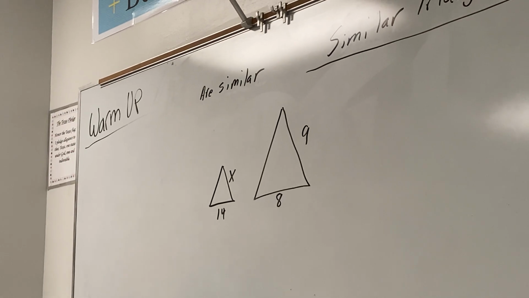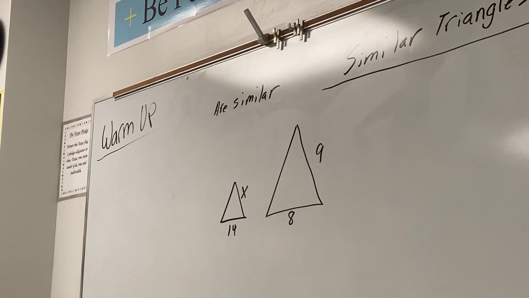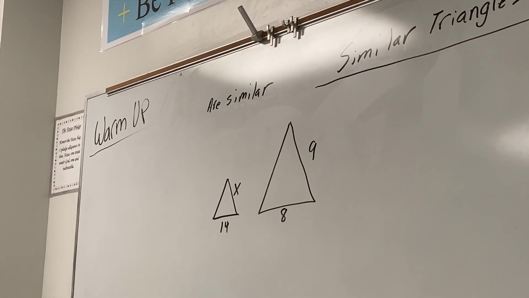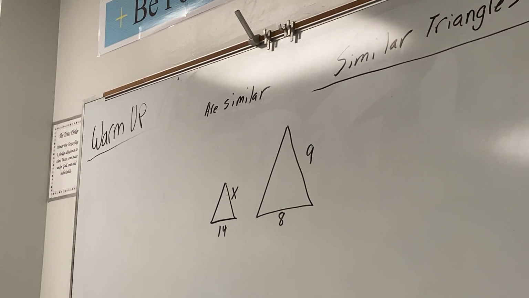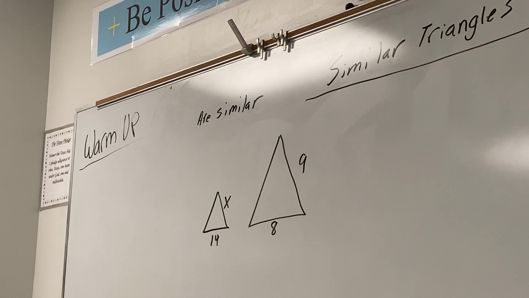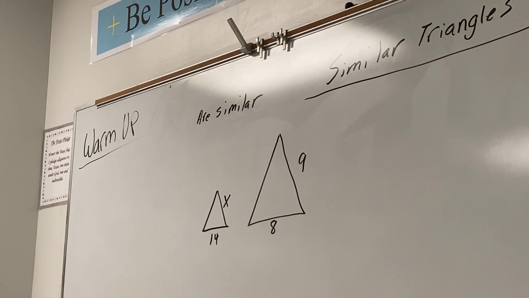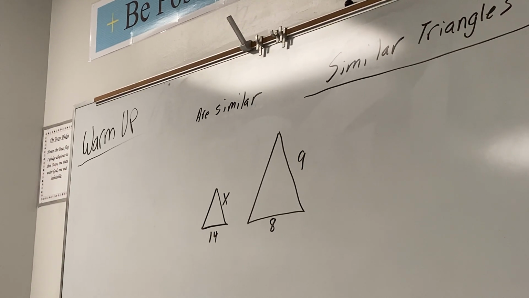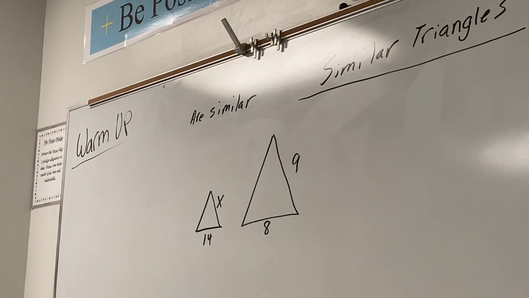Let's say that these two triangles are similar, and we need to find out how long X is. I made the numbers wrong. Doesn't the little one have a bigger number? Mm-hmm. Oh well, we'll just go with it. Okay.